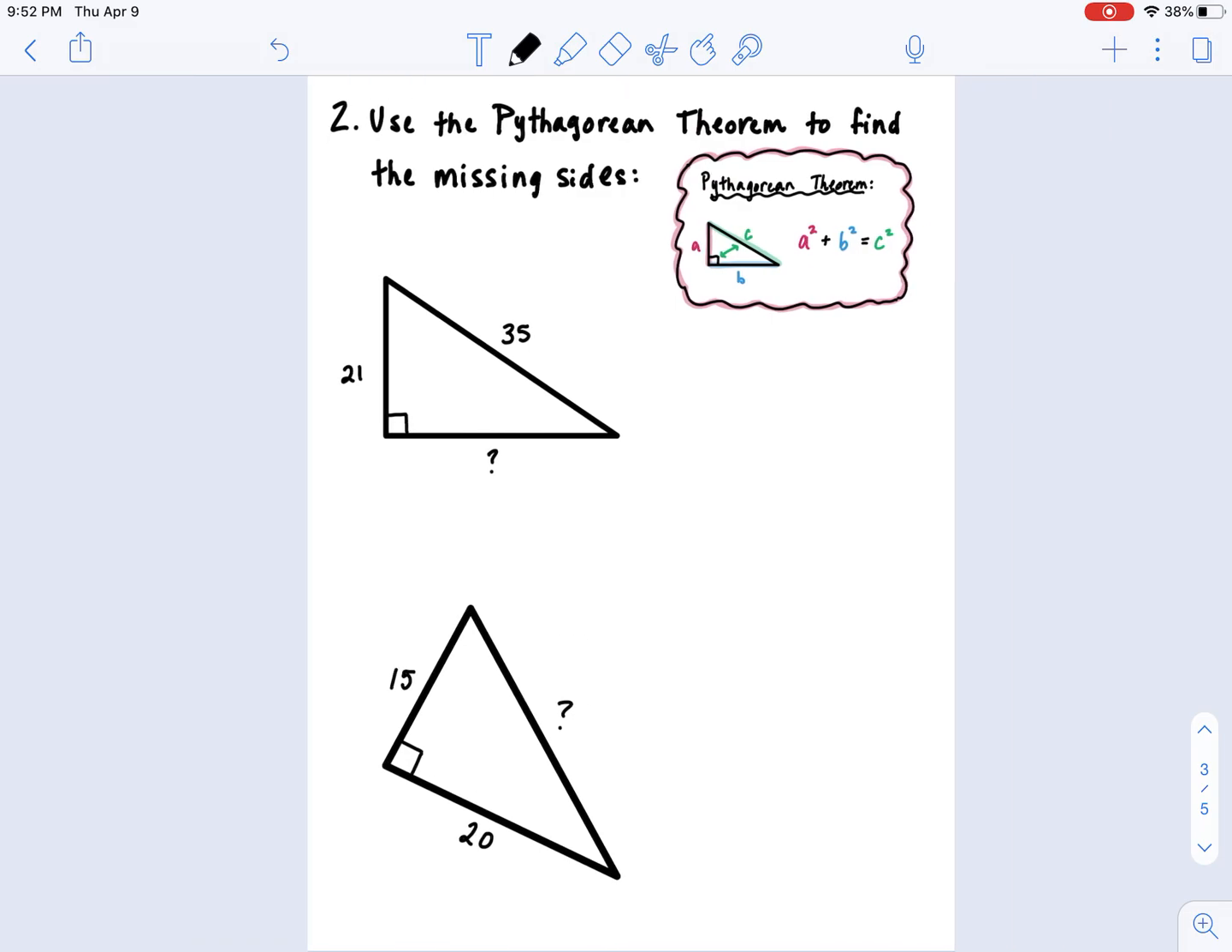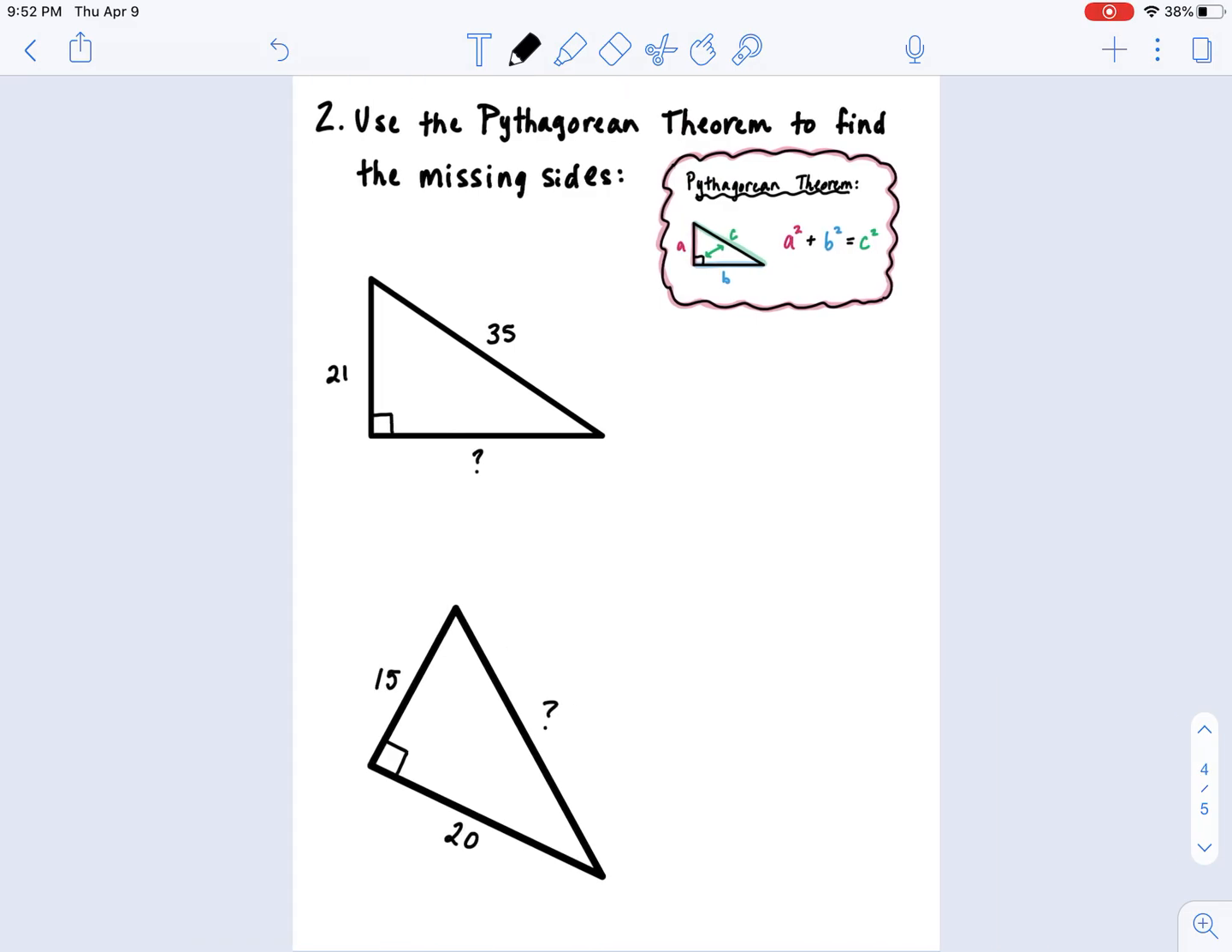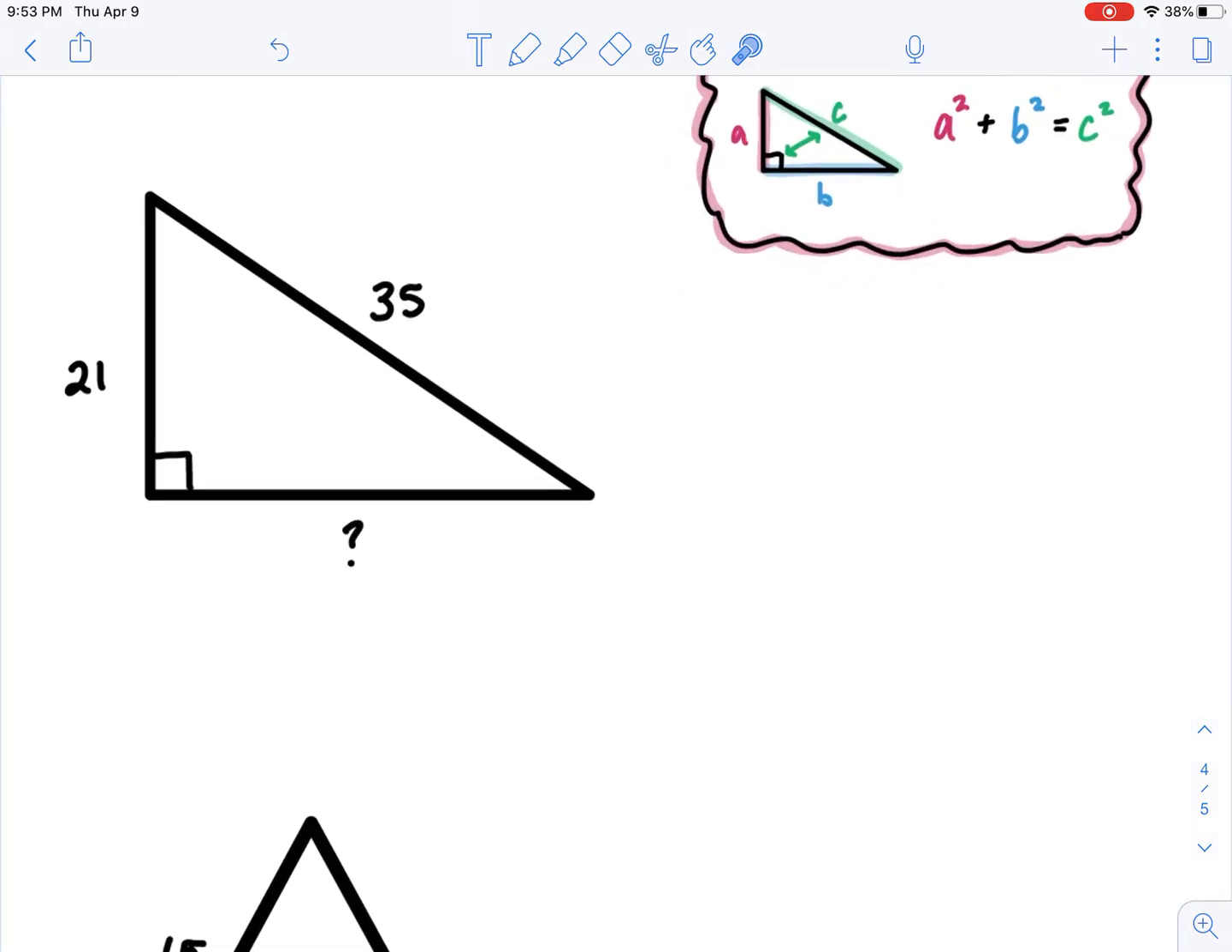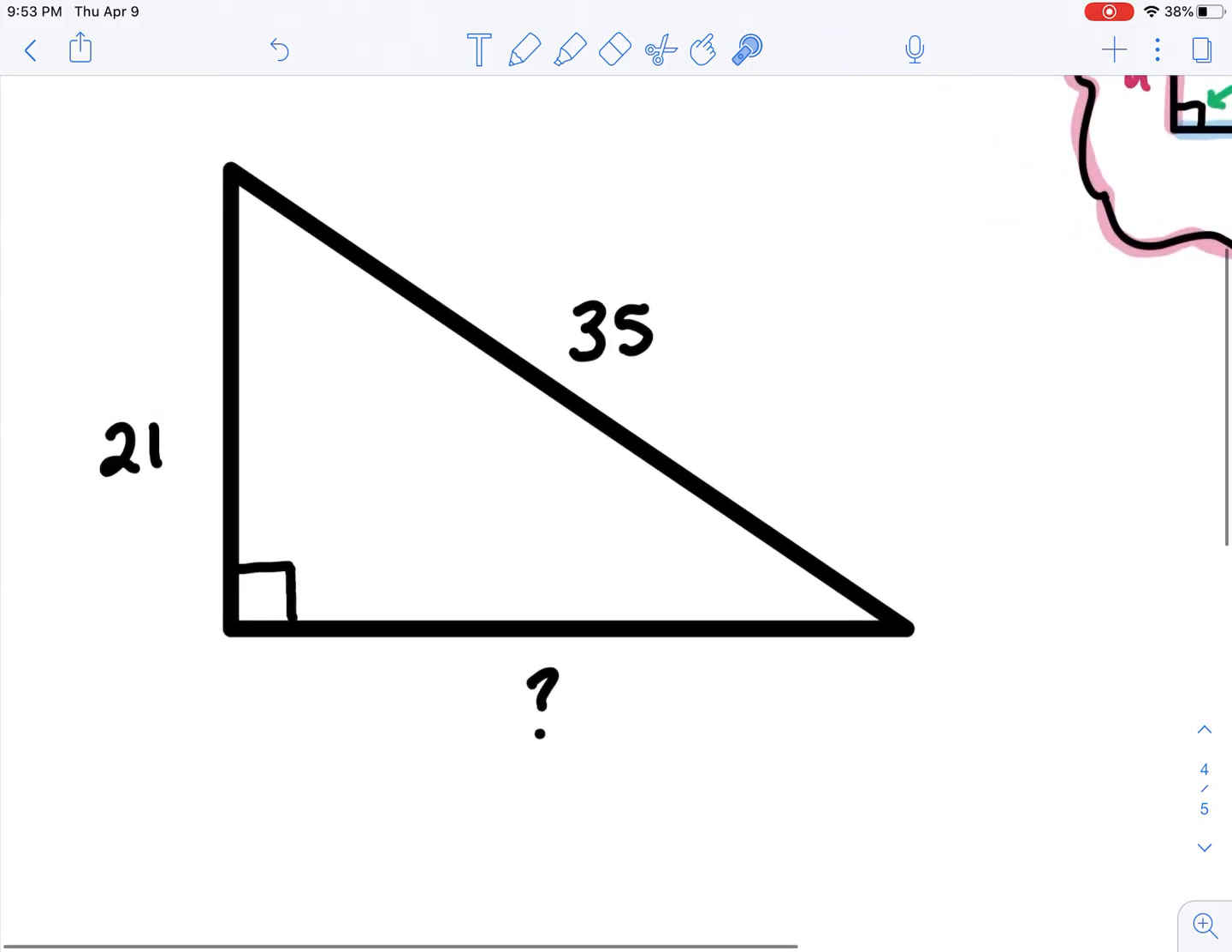Okay, so here we go. I've got our Pythagorean theorem up in the corner to remind ourselves that the Pythagorean theorem says that when you take each leg and square it, add them together, you get the hypotenuse squared. And we remind ourselves that the hypotenuse is across from our right angle. So let's go through each of these. I'm going to zoom in on our first one.